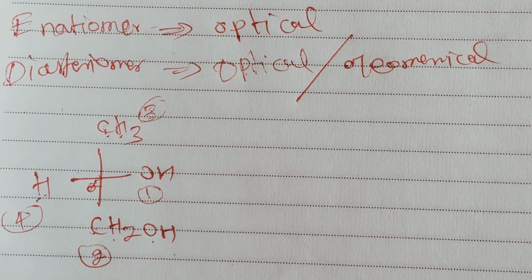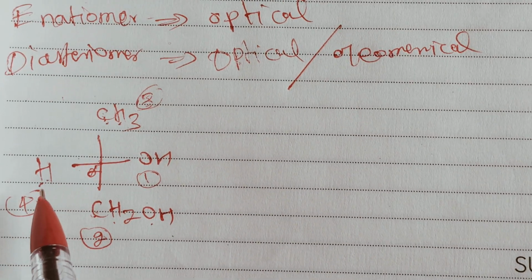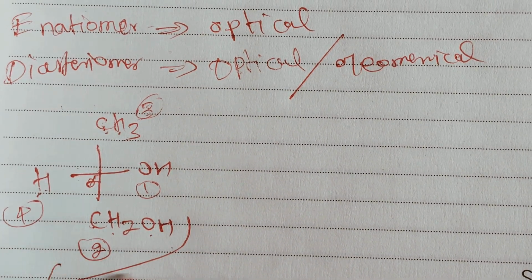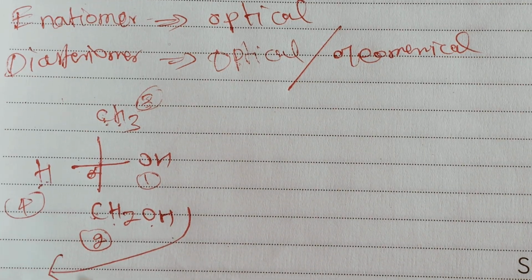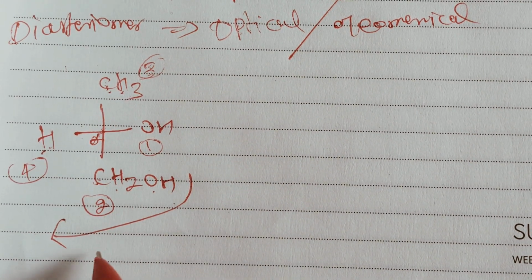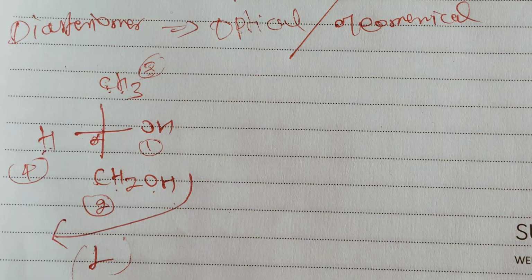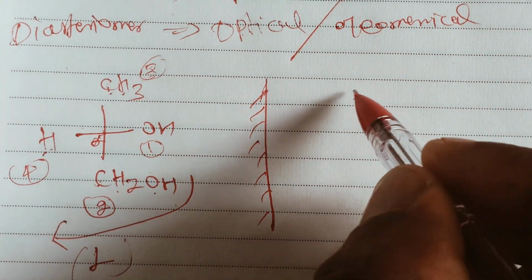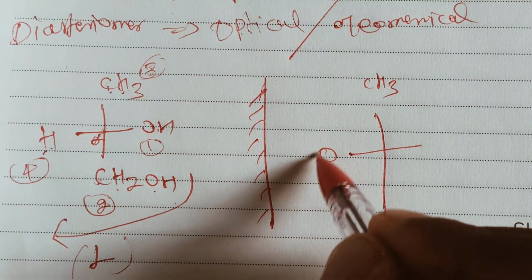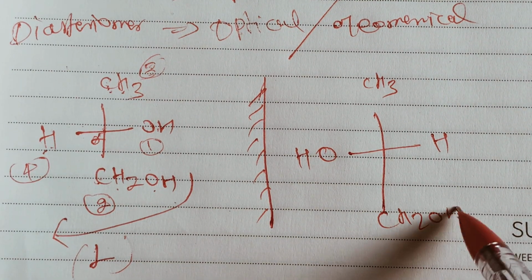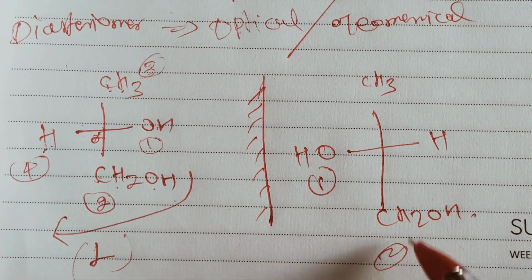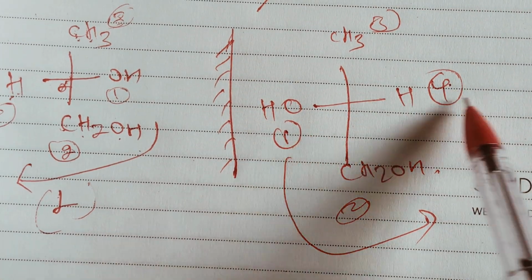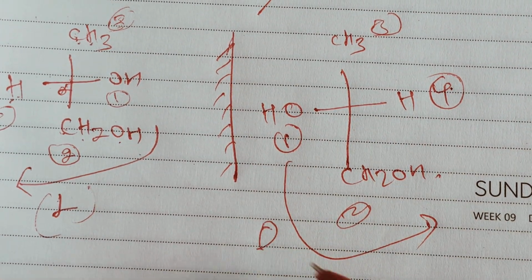As we already explained in that video, if the fourth priority is in a horizontal position, the rotation 1 to 2 that is clockwise. The fourth priority is in a horizontal manner, so that's the L enantiomer. Now we put a mirror here and we get CH3, this OH reflecting here, and this hydrogen, here is CH2OH. Now this 1, 2, 3, 4 rotation is anti-clockwise. The fourth priority is in a horizontal manner, so that's why it is the D enantiomer.